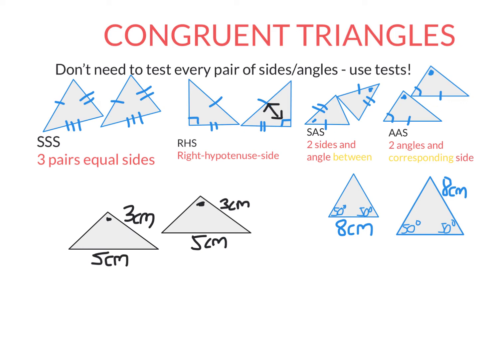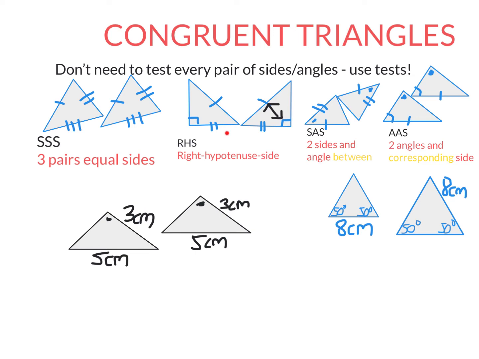So to illustrate the last two tests a bit more, let's look at these two examples. If I start here, I've got two triangles. They have 1, 2 pairs of equal sides and an equal pair of angles. But the angles given are not the angles in between the two sides. I can't use the SAS test on these two triangles because the angle is not between the two equal sides.